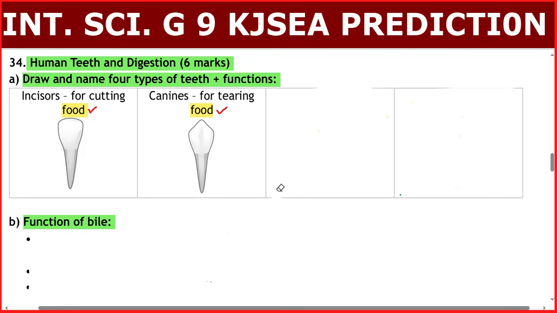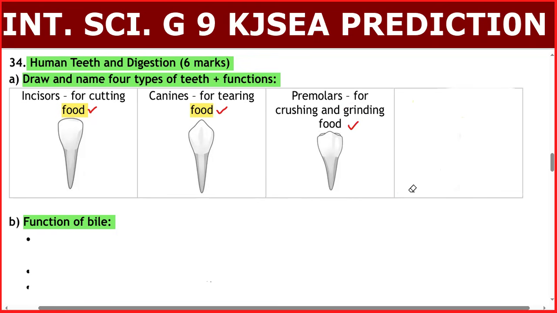Now we go to the third one, which is sharp and has ridges, but it has two roots. It should have two roots. This is the premolars. They are used for crushing and grinding. Then the neighbor is also correct. It's called molars, and the molars are used in grinding food and also crushing, grinding and crushing.